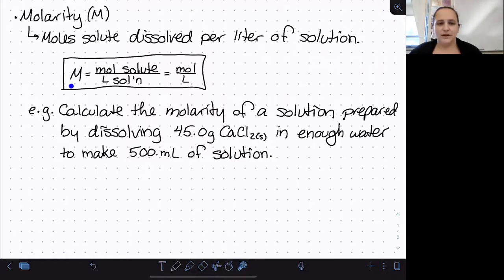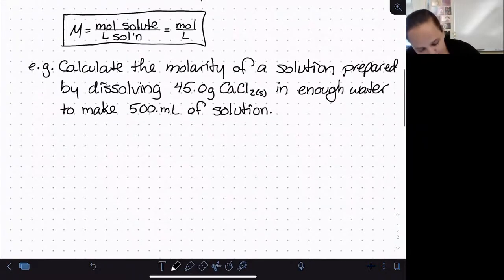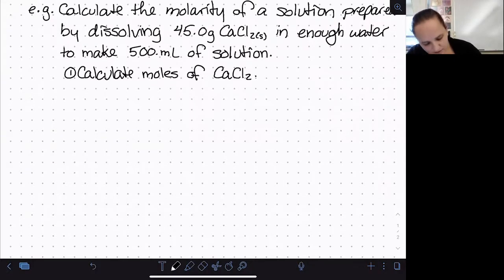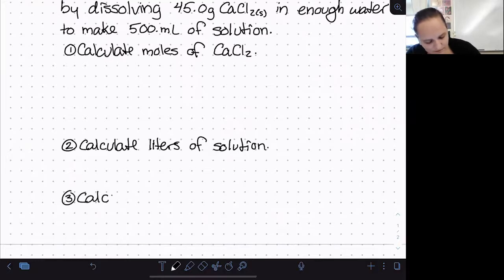So this is our definition of molarity. In order to calculate a molarity, we need to know moles of solute, and we need to know liters of solution. So those are the two things we need to figure out first in order to be able to finish this question. So we're going to need to calculate moles of solute. And in this example, our solute was calcium chloride. That's the thing that we're dissolving. Then we are going to need to calculate, if it's not given, liters of solution, which in this case we're not quite given. And then last but not least, we will be able to put those two things together to calculate the molarity.